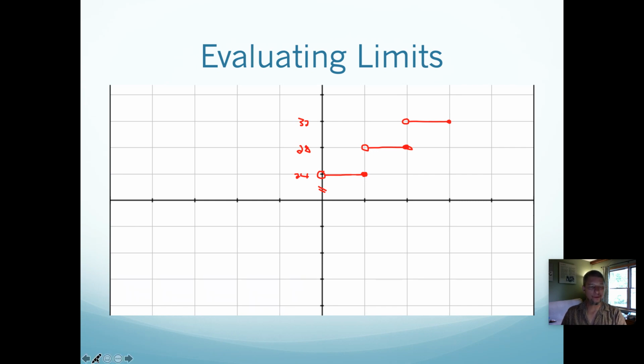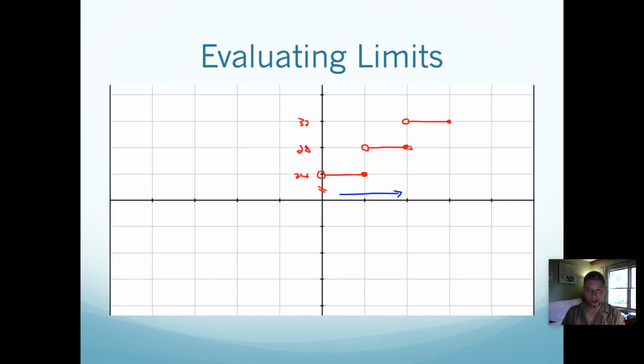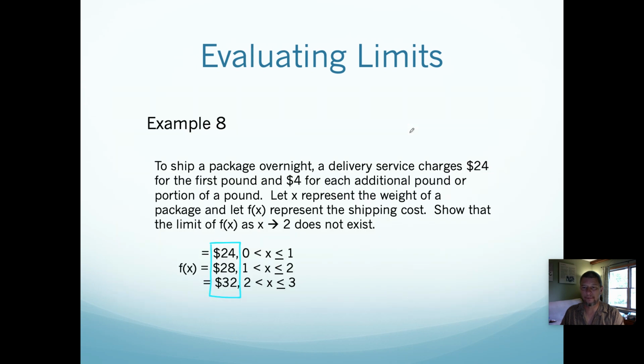But most importantly, for the question that we're asking here, in this particular case, we're asked as x approaches 2 from the left, the limit is $28. But as x approaches 2 from the right, the limit is $32.